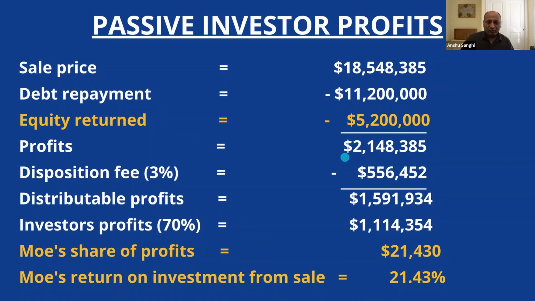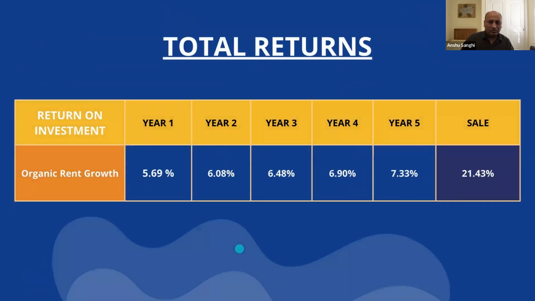And out of the 2.1 million remaining profits, a 3% disposition fee is charged by sponsors. The rest of the profits are distributed according to the agreed-upon profit split. 70% goes to investors, and Mo gets 1/52 of this, which is $21,000, and from the sale only, he made a 21% return. So this shows how much Mo made from the whole syndication project: year 1 to year 5 cash flow, and then the proceeds from sale.